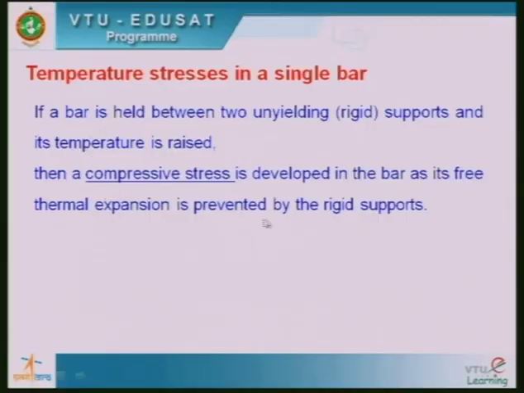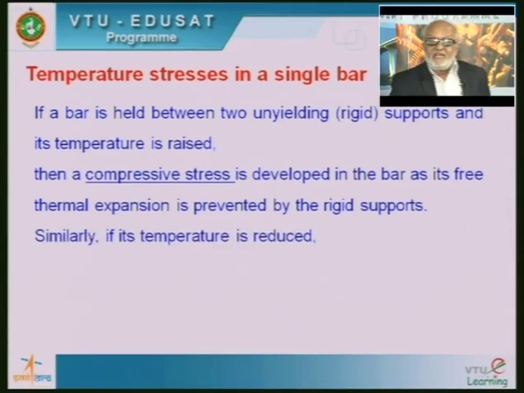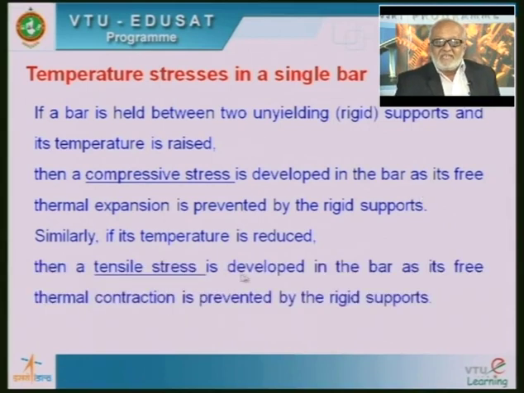Bar wants to elongate. Supports are preventing it. As a result, the bar would like to elongate, but the supports are not allowing it, means the supports are generating a compressive force on the bar, resulting in a compressive stress. So if the temperature rises, then a compressive stress is developed in the bar as its free thermal expansion is prevented by the rigid supports. Similarly, if the temperature is reduced, then a tensile stress is developed in the bar as its free thermal contraction is prevented by the rigid supports.